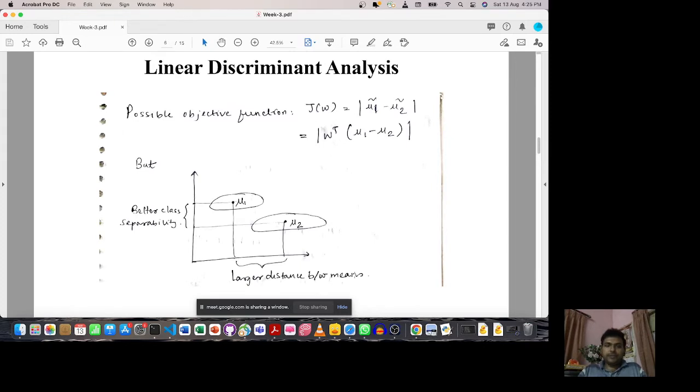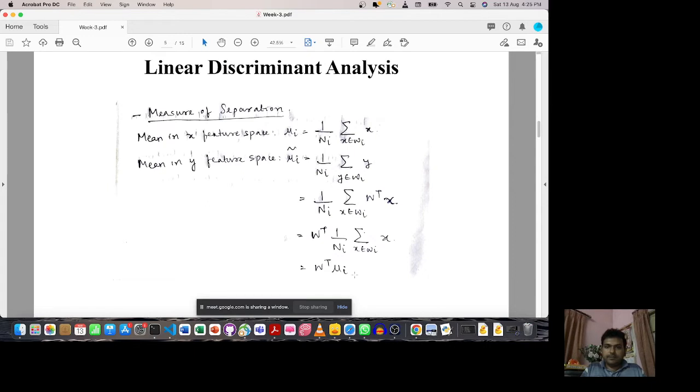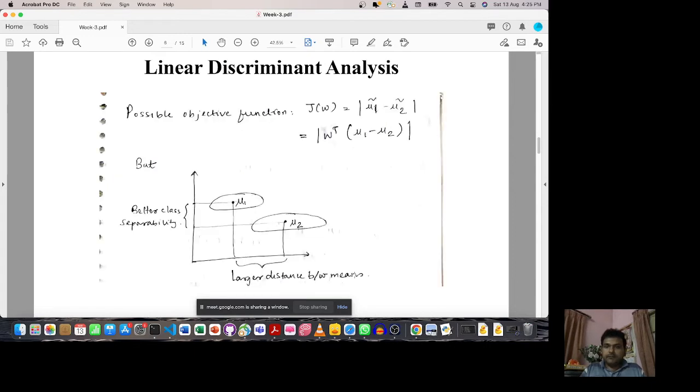So my possible objective function, the objective function that we just said, let's say it's J(w), because w is the vector that we are trying to find, and it is mu1 bar minus mu2 bar, which is the difference of these two means, the difference of the two classes. mu1 bar is the mean of the first class, mu2 bar is the mean of the second class, and therefore w transpose of (mu1 minus mu2) is the objective function.